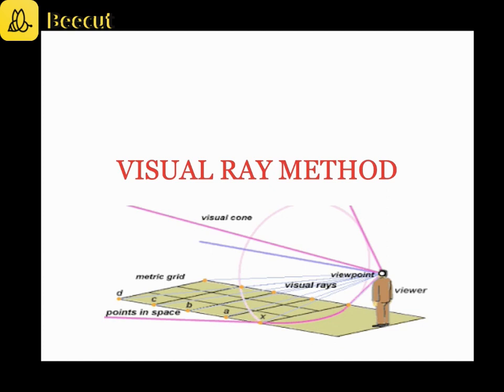Visual rays are the rays of light that come from the human eye, or from the eyes of an observer, and reach the object that he is looking at. So that is why this particular method is termed the visual ray method.